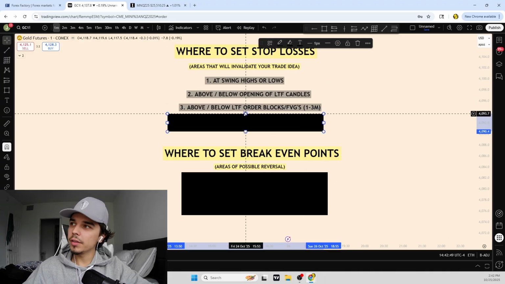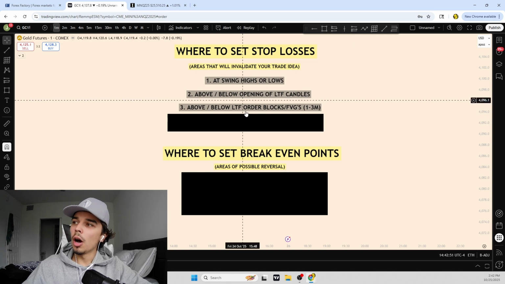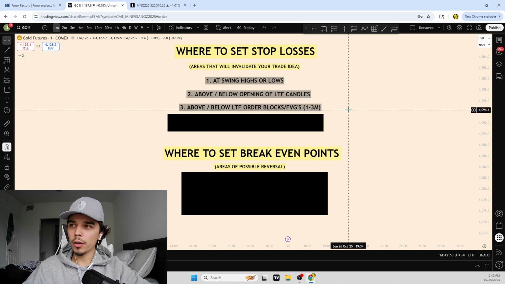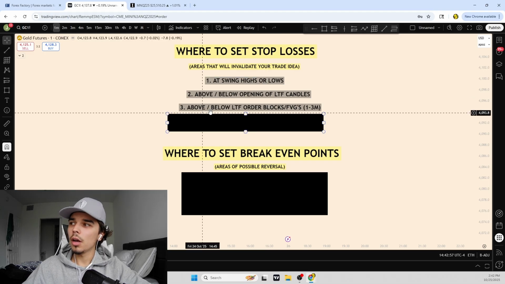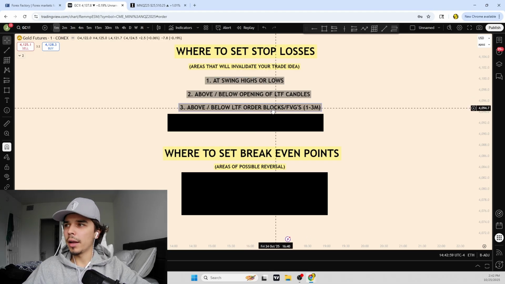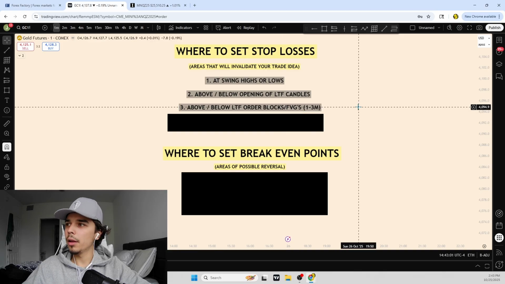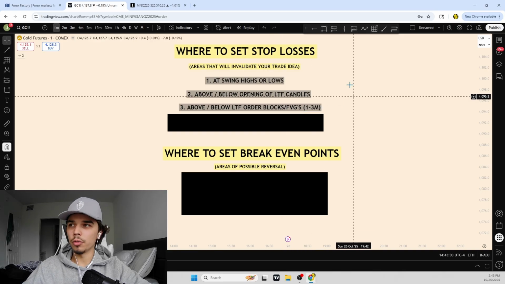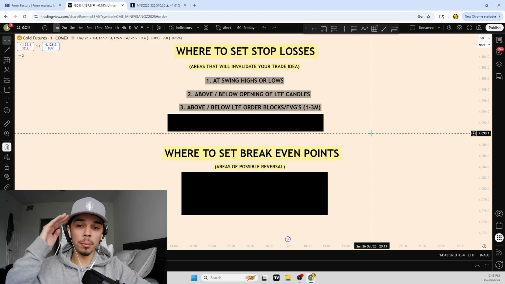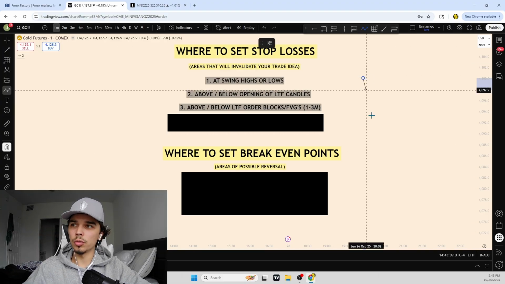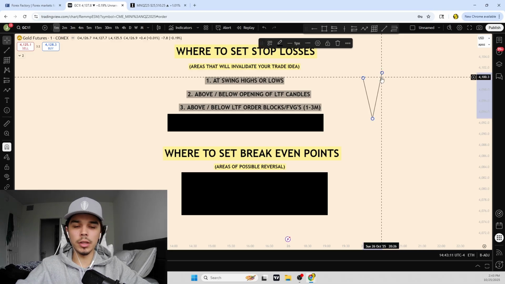The third place I like to put my stop losses is above or below lower time frame order blocks. So again, if the swing highs or swing lows is just way too many points, I would like to put them at any order block on the 1 through 3 minute or any fair value gaps, right? So if we have like a 1 minute fair value gap that's unfilled, I'll put it below that fair value gap just in case price wants to come down, tap into that, and then we can continue higher.